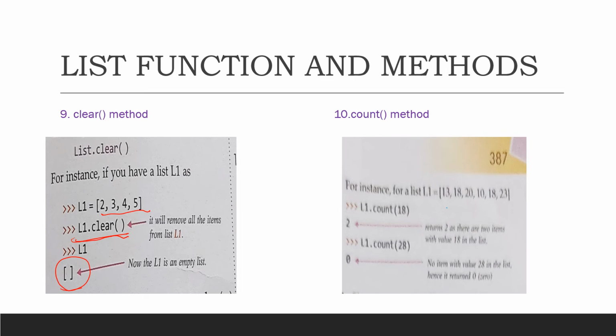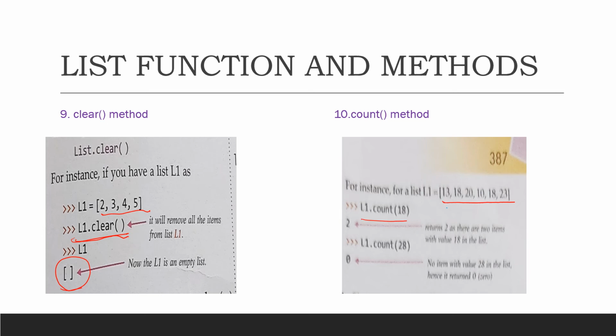Next one is count. Count is nothing but the number of times a particular item has repeated. It counts and gives the output. So let's see this example. L1 is equal to 13, 18, 20, 10, 18, 23. So this is the given list. And now you want to know how many 18s have come in this list. So you'll use the syntax L1 dot count 18.